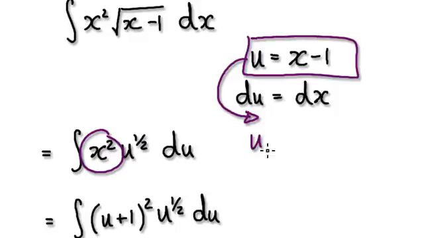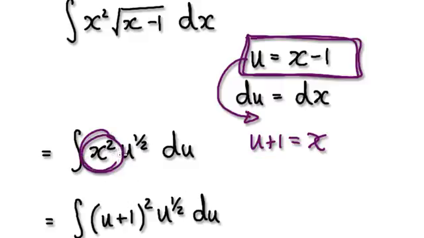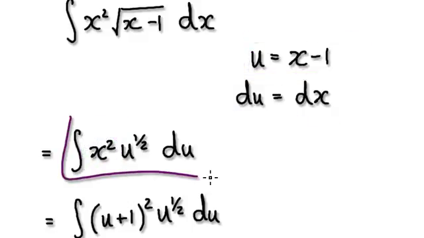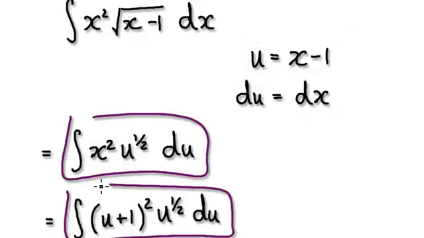We'll add 1 to both sides, so that would be u plus 1 equals x. This is the advantage of using substitution. So now we want x squared, so square both sides. So now x squared equals this thing here. Don't forget, x squared here is this thing here. So we can now substitute this into here. So from here, that would then take us to here.